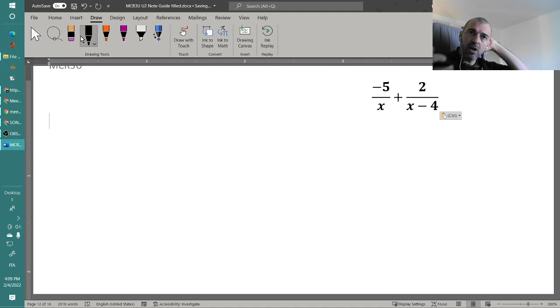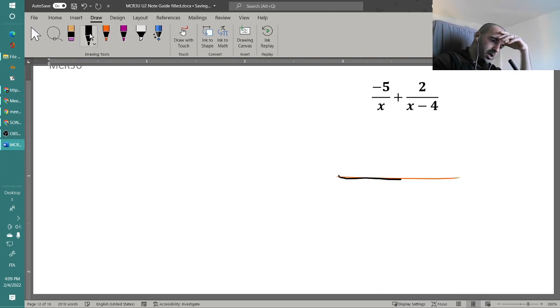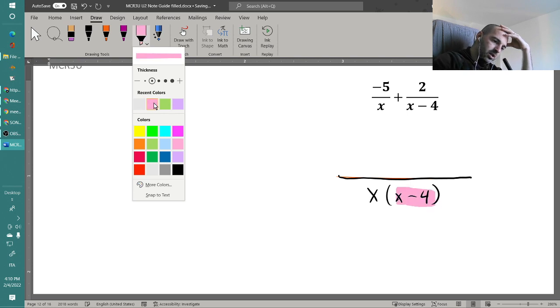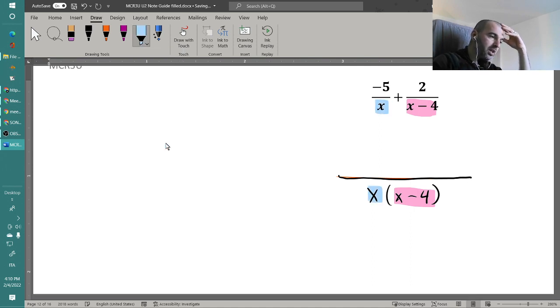I factor my denominator and my other denominator, but these are already factored as low as they can go. Okay, you can't factor x any further. And you can't factor x minus 4 any further. So you basically already have your common denominator of x times x minus 4. Okay? And I'll highlight my two things. That one and this one. Okay? So basically this one is missing the pink.